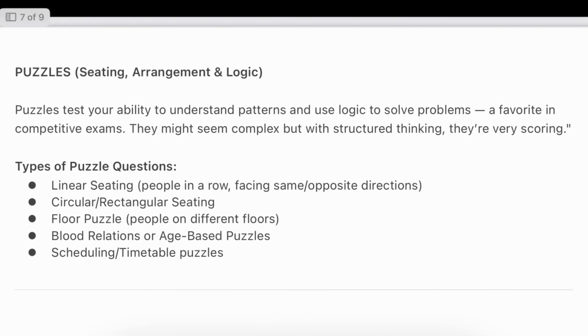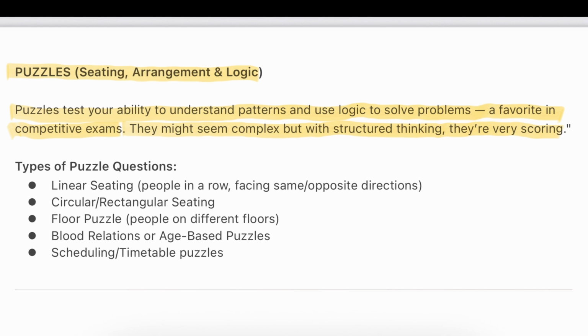Then we'll go for the puzzles. Puzzles are seating arrangement and logic. Puzzle tests your ability to understand patterns and use logic to solve problems. A favorite in competitive exams. Okay, they might seem complex, but with structured thinking, they are very scoring. Okay, this is very, very easy, but the main thing is you need to be sharp and you need to be fast.